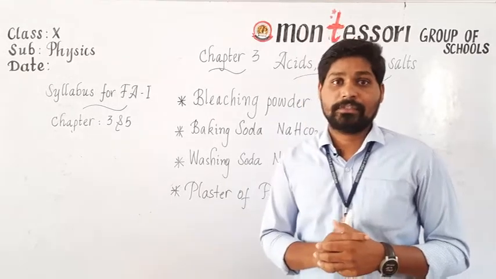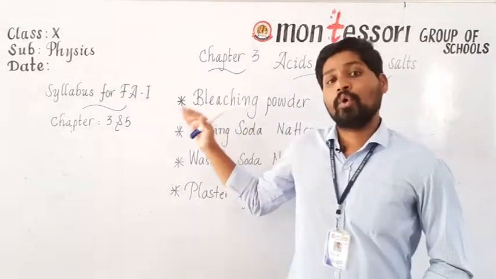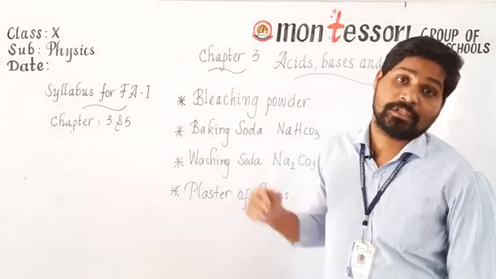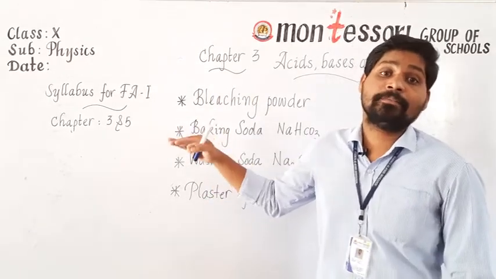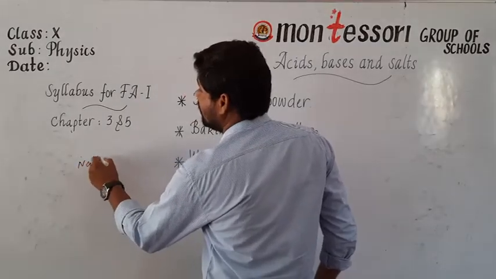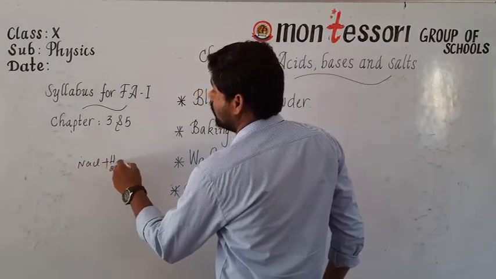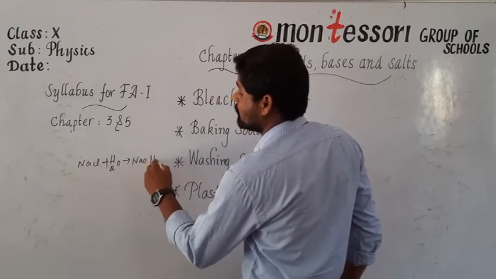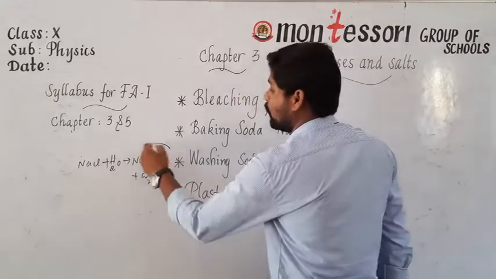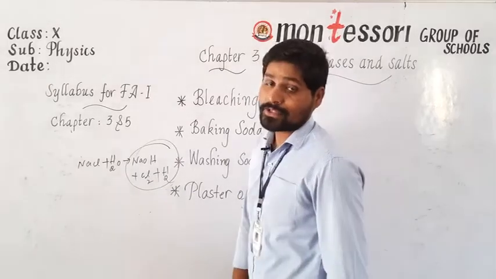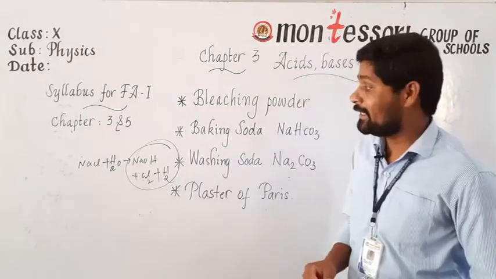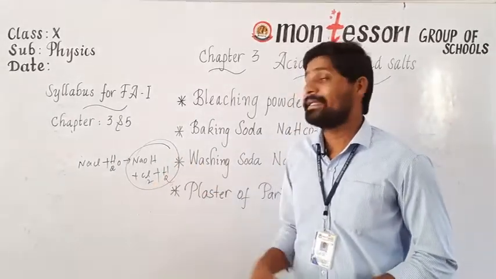Like that we get chlorine, hydrogen and the most important product, NaOH, from this sodium chloride. Let's see the equation here. NaCl plus H2O gives NaOH plus Cl2 plus H2. So these are the products when you dissolve sodium chloride in water, nothing but an aqueous solution. From that we get sodium hydroxide, chlorine and hydrogen.